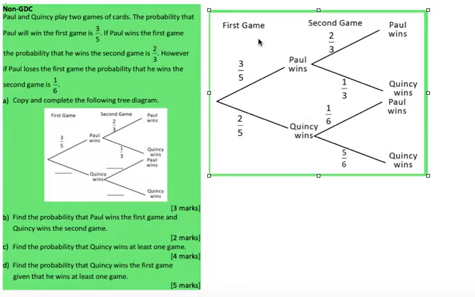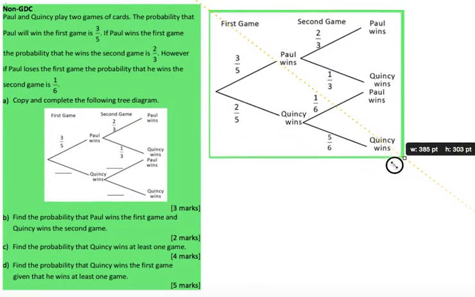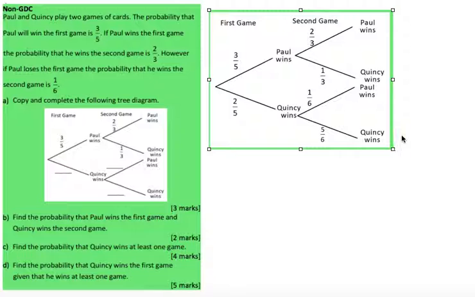Now part A, it's quite simply to copy and complete. 3/5, so 2/5, this is already done for you. If Quincy wins the first game, Paul wins the second as a sixth, so this becomes 5/6. Now that is enough to get you your marks. However, I do try and encourage my students to complete the ends of these tree diagrams.